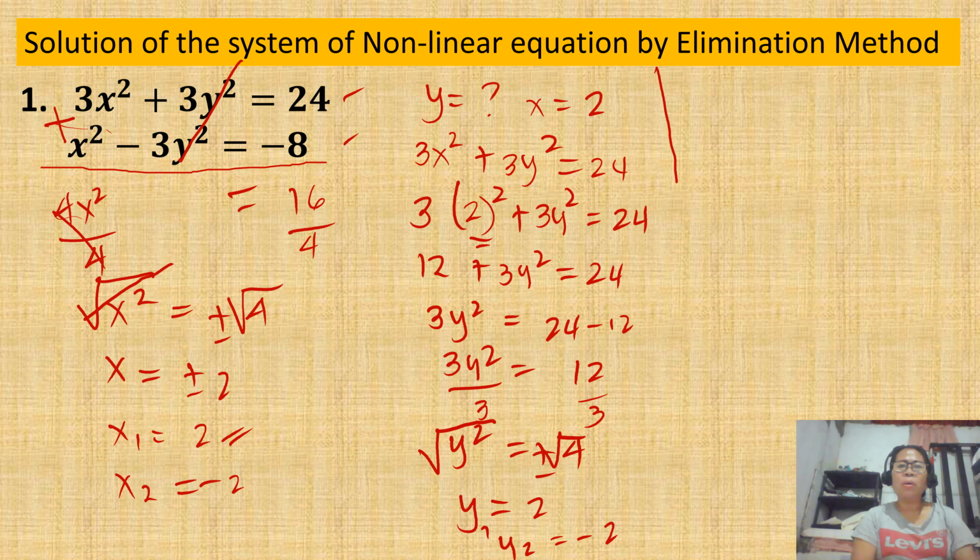Now we are going to solve for the value of y if x is equal to negative 2. We will still use the same equation.